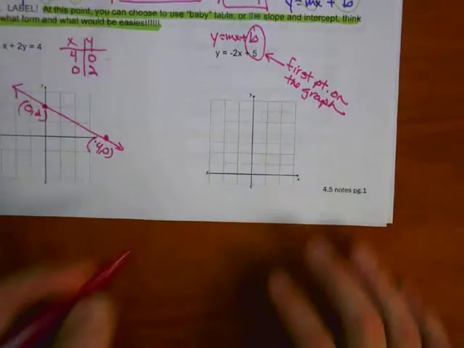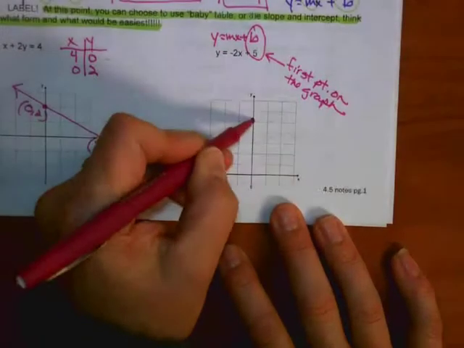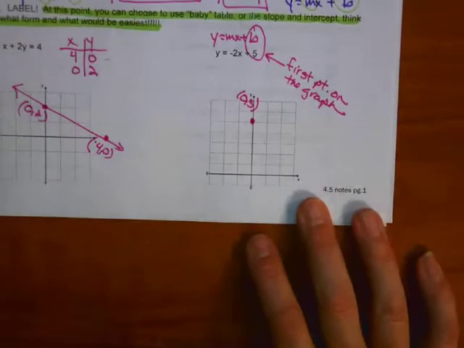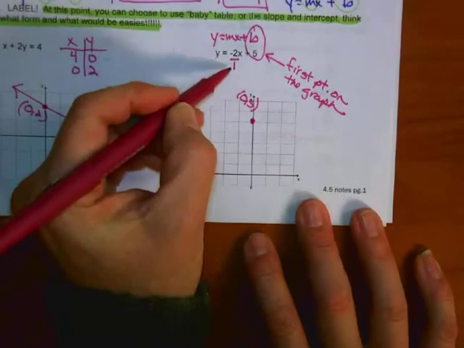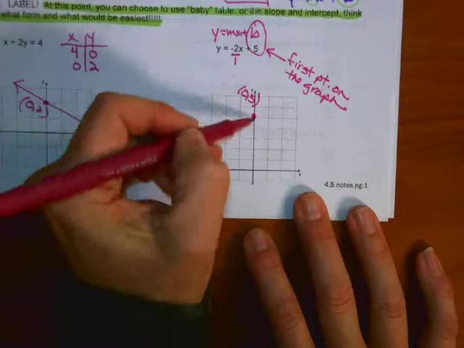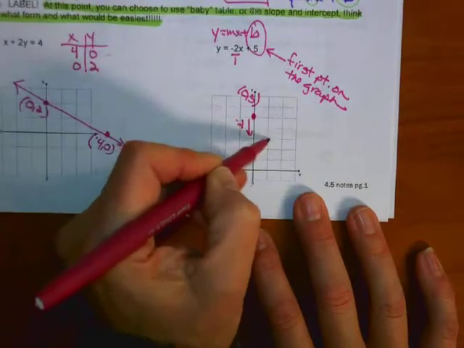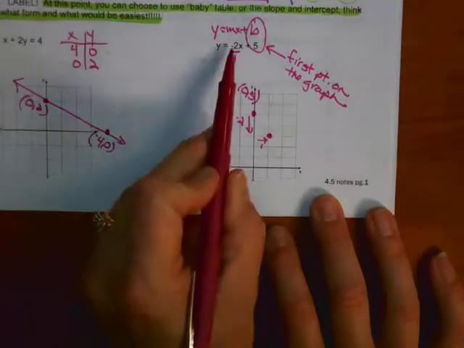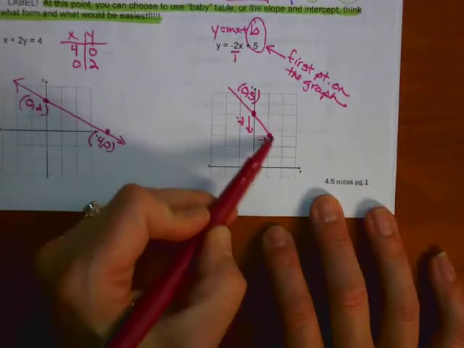It's on the y-axis, so you count up 5. 1, 2, 3, 4, 5. 0, 5. How do I get my second point? This is your slope. From this point, you go down 2 over 1. Use your slope, negative 2 over 1, down 2 over 1.